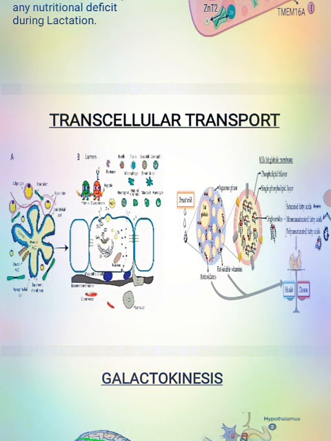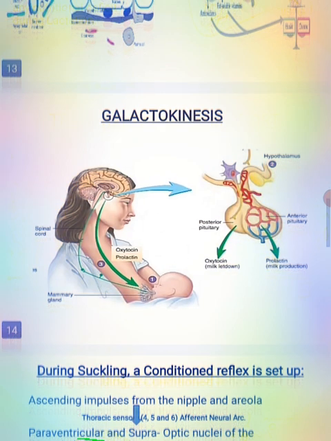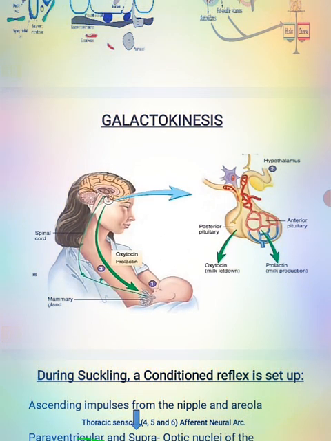Now, we are moving towards the other process, that is galactokinesis, which is the milk letdown effect or ejection of milk, and it is under the influence of oxytocin. When the baby sucks the mother's breast, it initiates a suckling reflex, and sensory nerve impulses are carried by the thoracic nerves T4, T5, and T6 to the higher center, the hypothalamus, and in the anterior pituitary prolactin is synthesized and released.